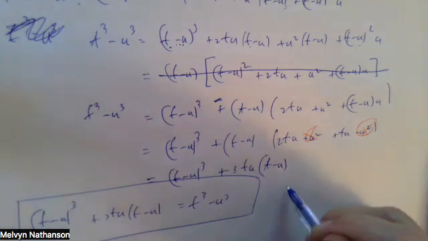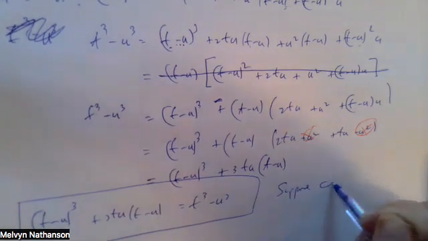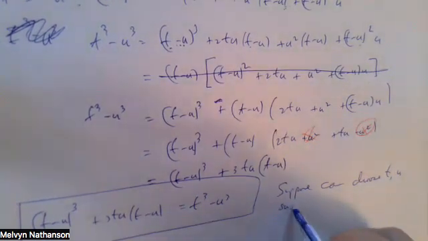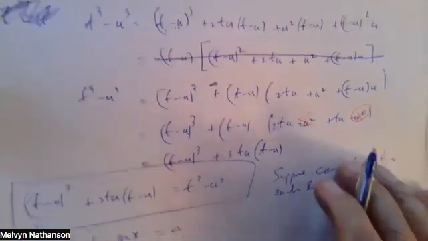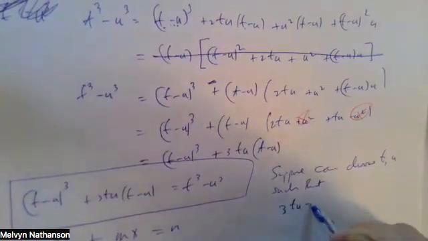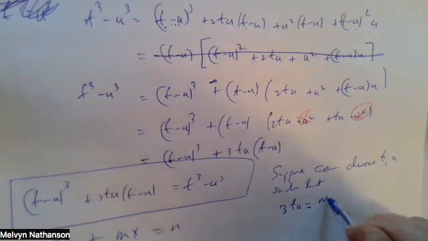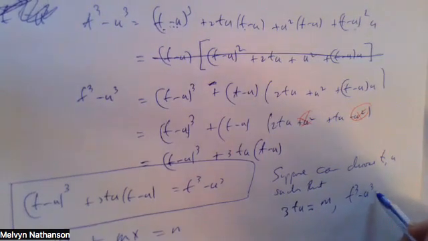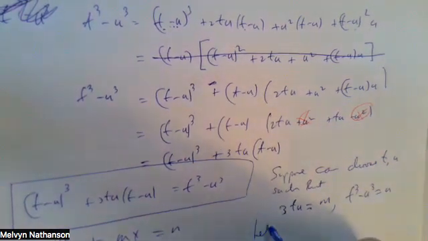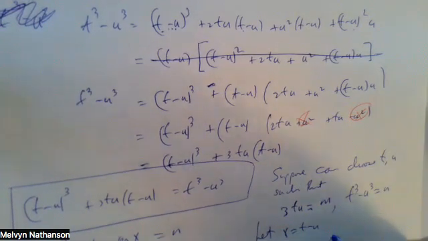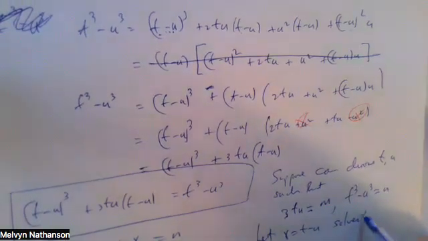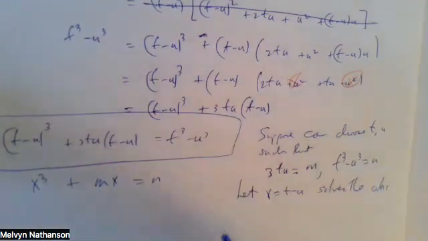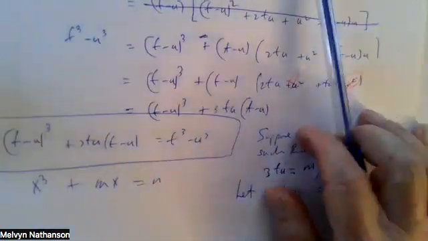So suppose we can choose t and u such that 3tu equals m and t cubed minus u cubed equals n. Then x equals t minus u solves the cubic. Right?